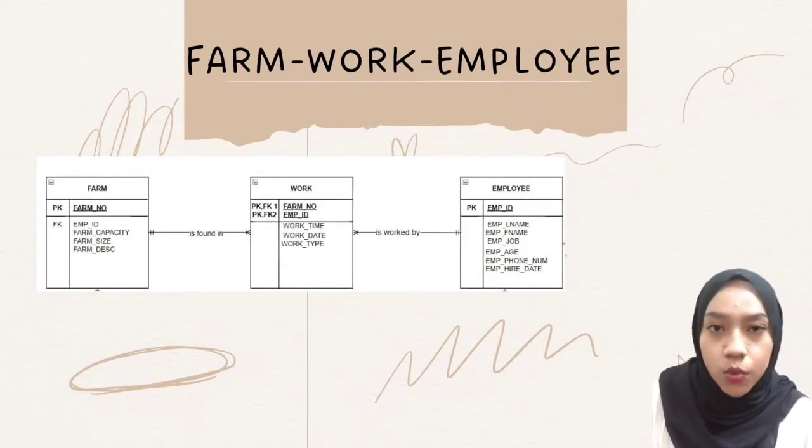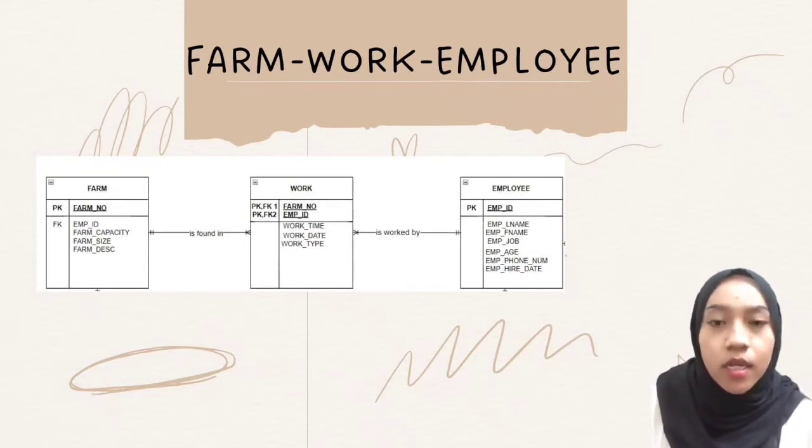So the business rule is each farm is worked by many employees and each employee can be worked in many farms. This shown it was many-to-many relationship. Since we cannot implement many-to-many relationship in relational database management system, we need to resolve the multi-value attribute problem by creating new entities that compose multi-value attribute component.